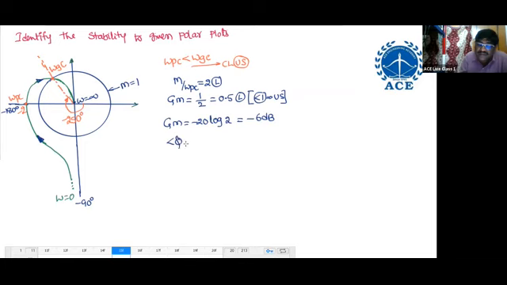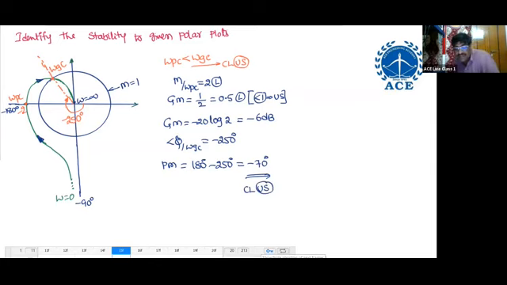Phase at omega GC is -250 degrees. Then phase margin is 180 - 250 = -70 degrees. Both are negative, so the closed loop system is unstable. That's all. Like this, you have to find the stability.